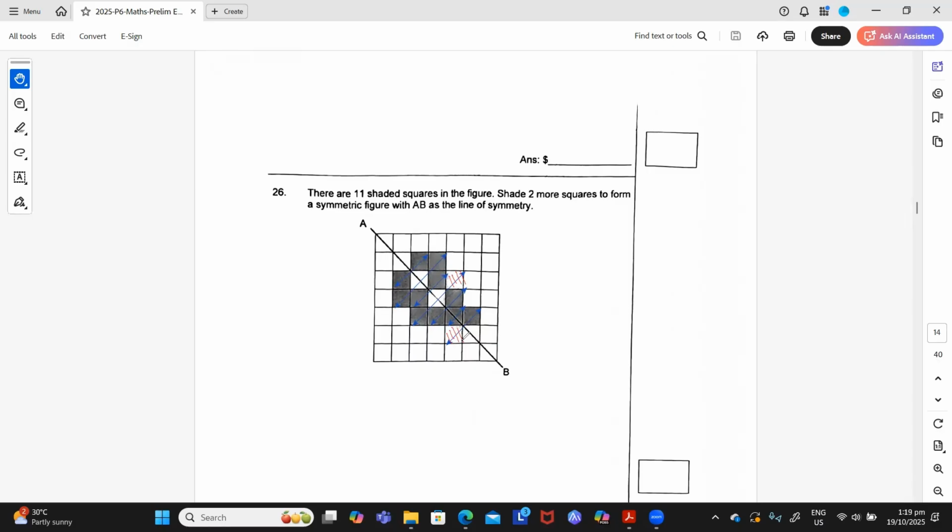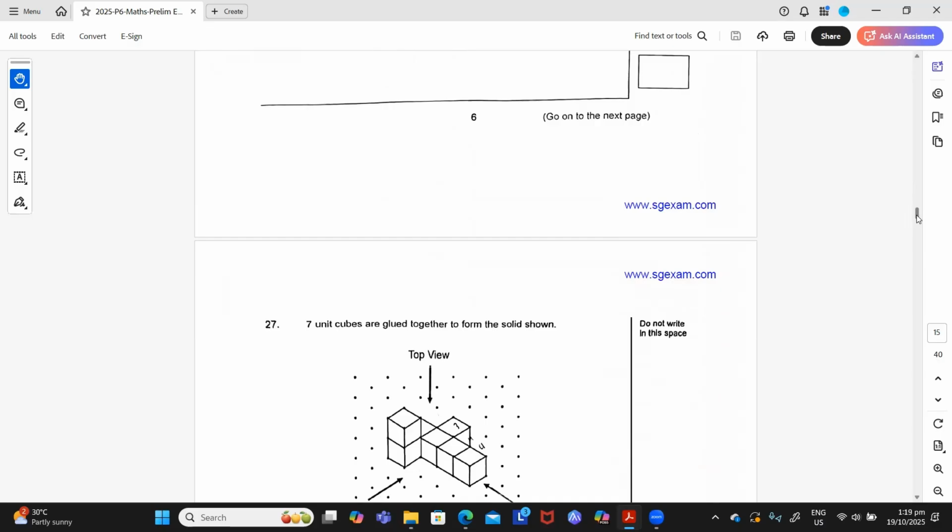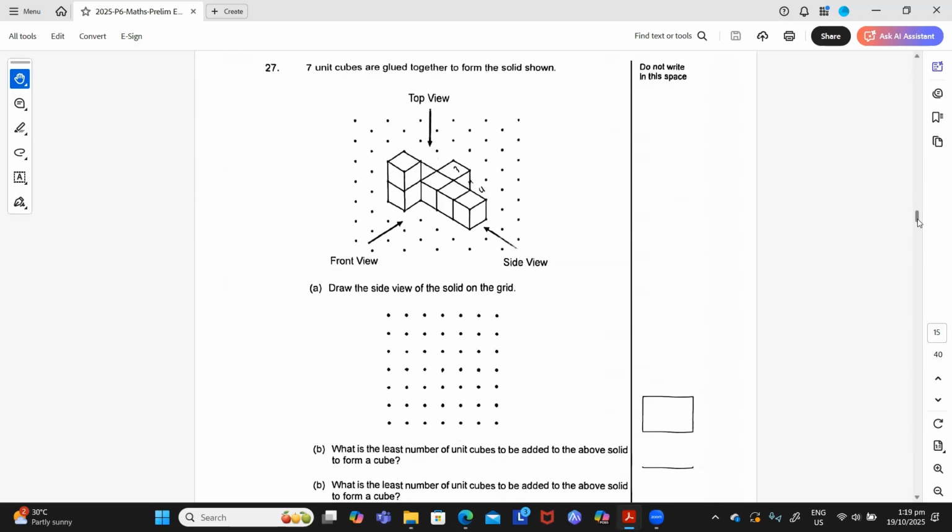Okay, question 27. So for question 27, draw the side view of the solid on the grid. So if you visualize this, your answer should be looking like an L shape, okay?